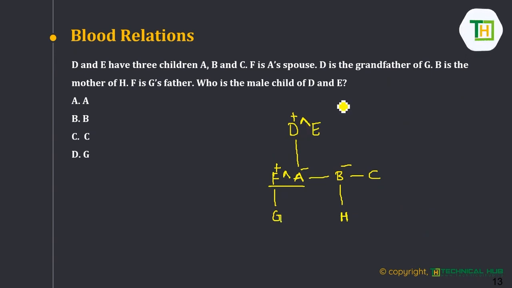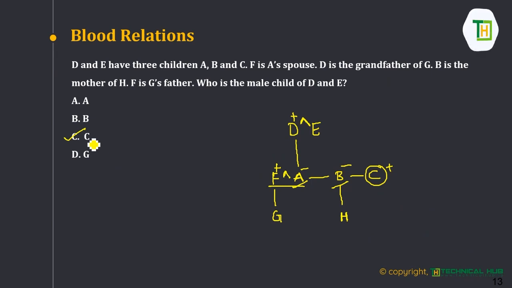Now, who is the male child of D and E? I know that A, B, C are the children of D and E. Among A, B, C, A is a female, B is clearly a female. So C can be the only male child of D and E. So the male child of D and E is C. It is very clear D and E have three different children, A, B and C.